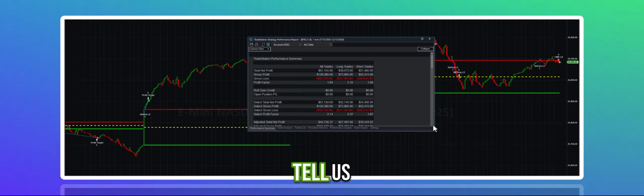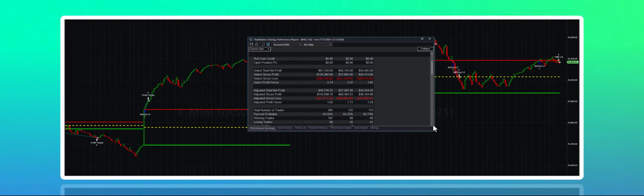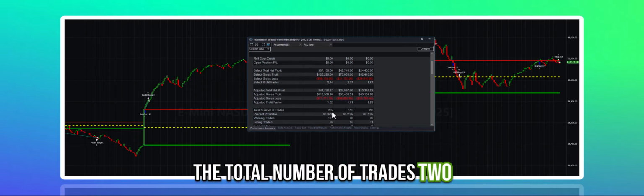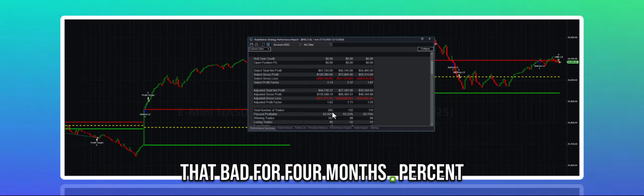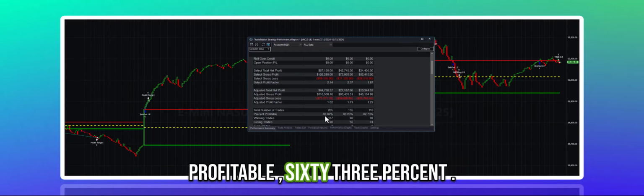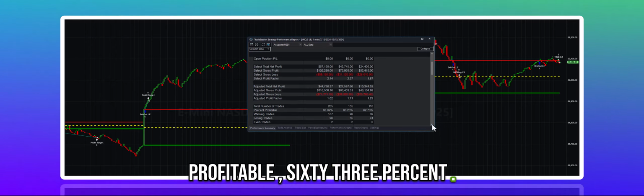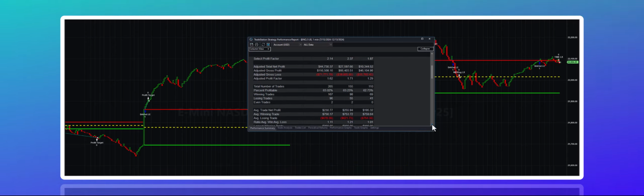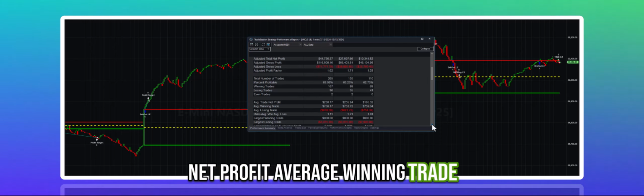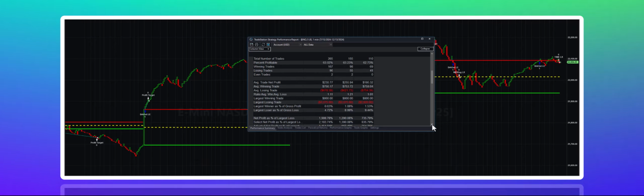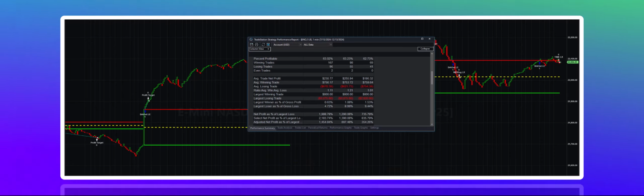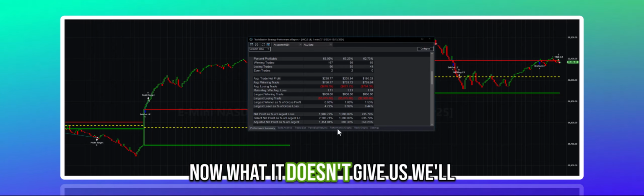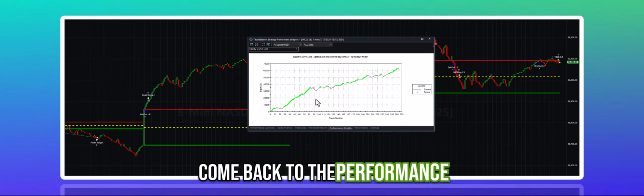What else can it tell us? The total number of trades, 265 trades. Not that bad for 4 months. Percent profitable, 63%. Pretty nice. Gives us the average net profit, average winning trade, average losing trade. And it gives us so much more. Now, what it doesn't give us, we'll come back to the performance report.